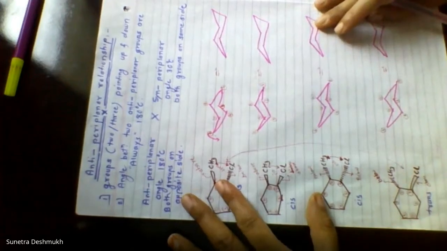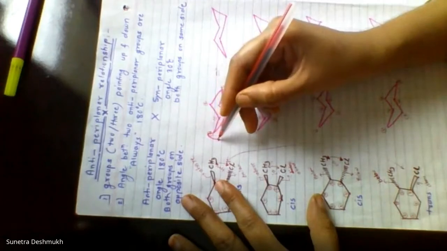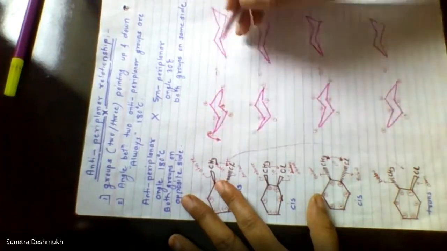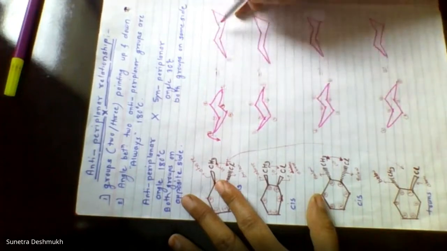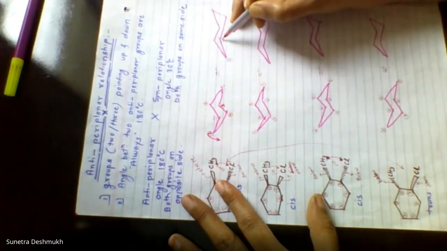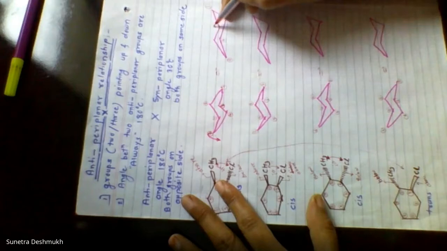Okay. After flipping, I will pull this fourth carbon atom to the downside, so it will come here. Now I will number this one 4. Then the fifth one will go here now. The sixth one will be here, and the first one will go at the upper side.